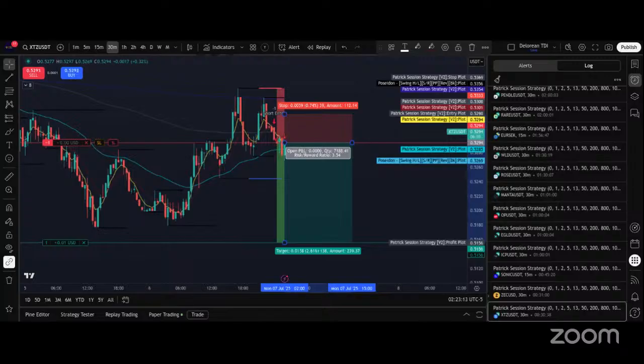Here's your next call of the night, XTZ, USDT, a 30-minute confirmation. The market execution sell, entry price is 0.5294. Stop loss is 0.5333 for 39 pips. Take profit is going to be 0.5156 for 138 pips with a risk to reward ratio of 3.56.